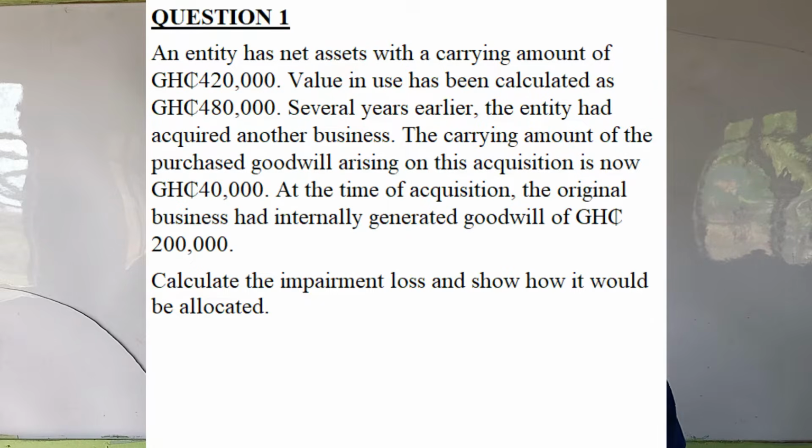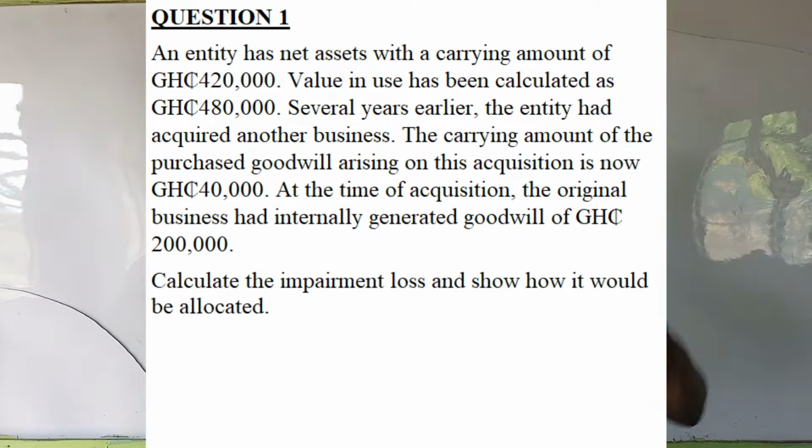An entity has net assets with a carrying amount of 420,000 Ghana cedis. Value in use has been calculated as 480,000 Ghana cedis. Several years earlier, the entity had acquired another business. The carrying amount of the purchased goodwill arising on the acquisition is now 40,000 Ghana cedis. At the time of acquisition, the original business had internally generated goodwill of 200,000 Ghana cedis. Calculate the impairment loss and show how it will be allocated.